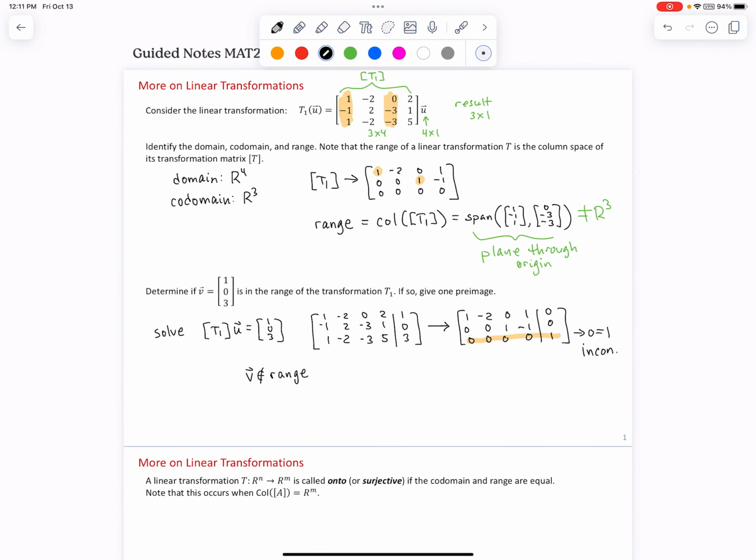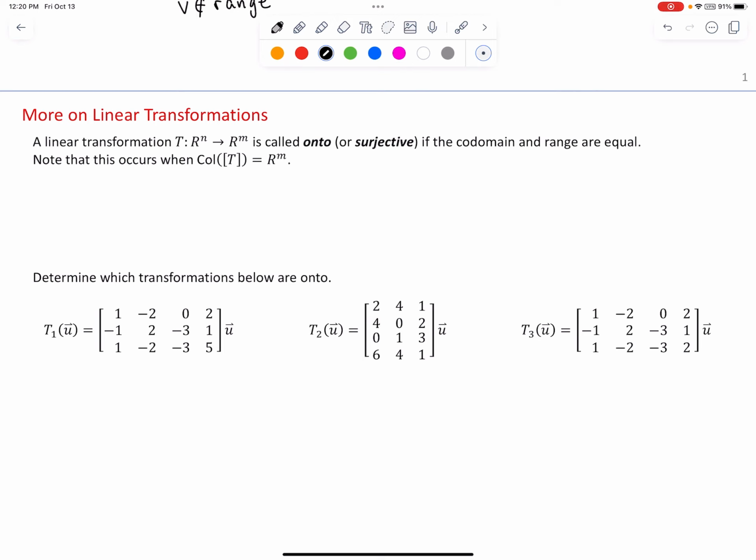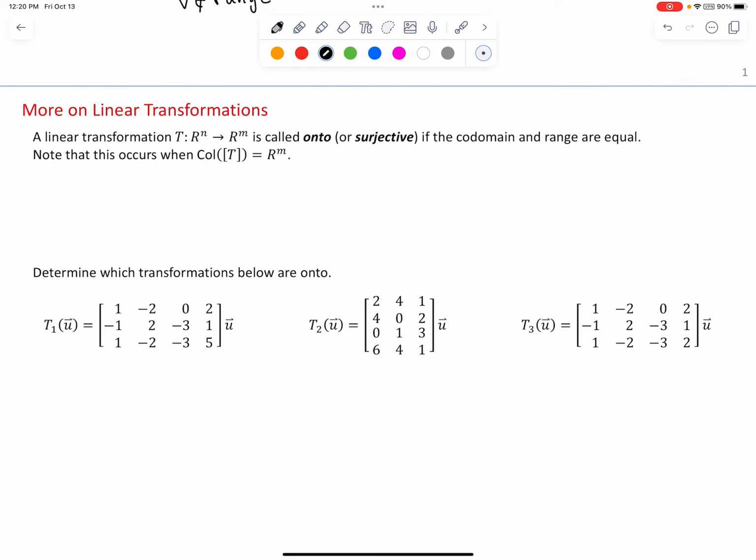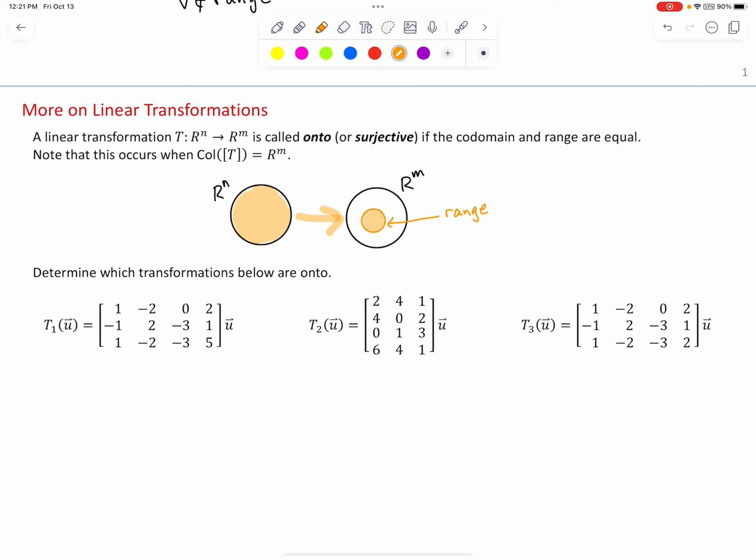Okay, let's go to the next page. A linear transformation T from Rn to Rm is called onto or surjective if the codomain and range are equal. Note this occurs when the column space of the standard matrix for the transformation is equal to all of Rm. So I will use a Venn diagram to help understand this. Our domain is Rn, and our codomain is Rm. And in some cases, the range of the transformation is not all of Rm, meaning that all the vectors in Rn map only to these vectors in Rm. And that is how we define range.